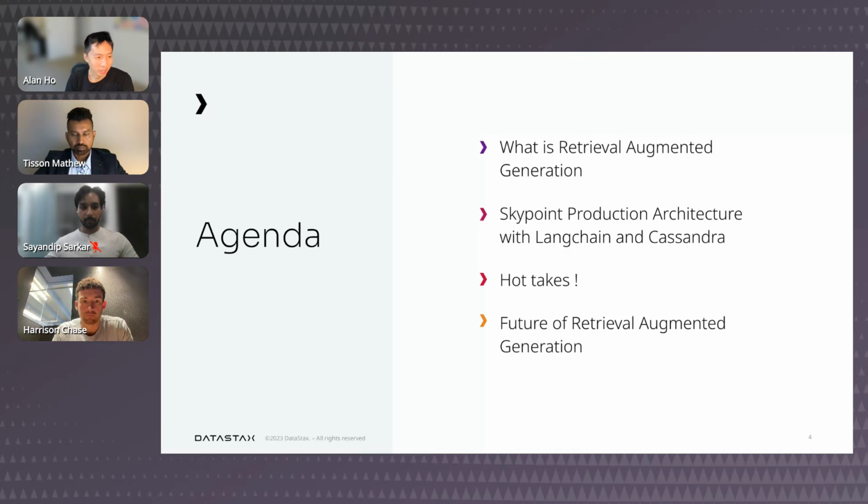Then we're going to get hot takes from everyone. I'm going to give Harrison a bit of grilling about LangChain and some of the things that we're seeing on Y Combinator Hacker News. And I also encourage everybody to ask for his hot takes as well. And then we're going to talk a little bit more about the future of retrieval augmented generation.